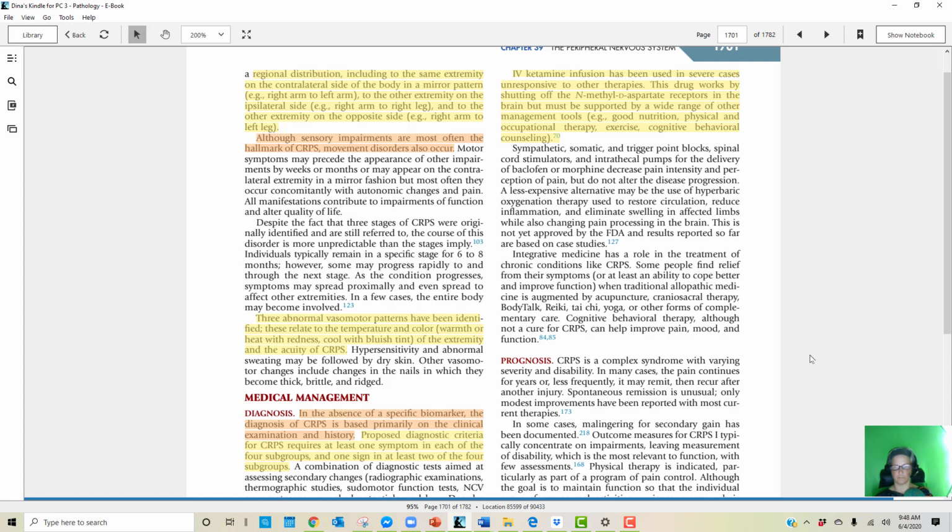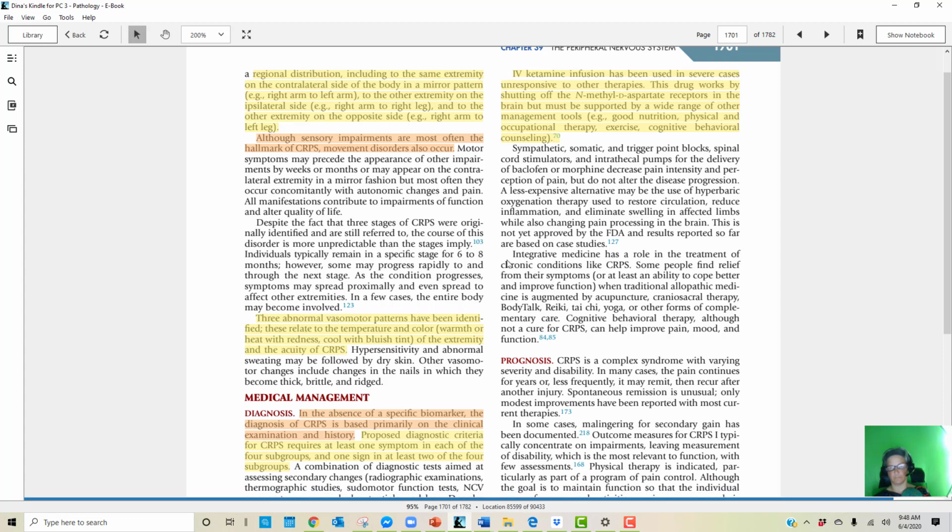Integrative medicine has a role in the treatment of chronic conditions like CRPS. Some people find relief from their symptoms, or at least an ability to cope better and improve function, when traditional allopathic medicine is augmented by acupuncture, craniosacral therapy, body talk, Reiki, Tai Chi, yoga, or other forms of complementary care.